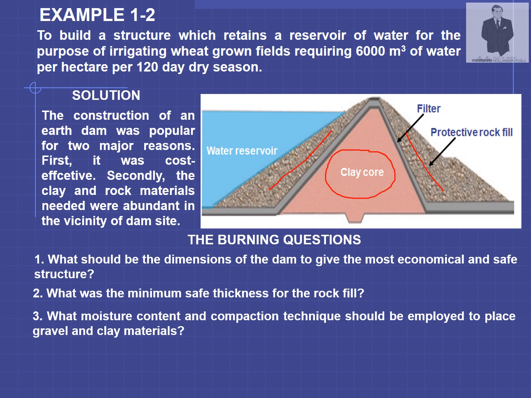Third question, what moisture content and compaction technique should be used to place gravel and clay layers? Now, earth dams cannot be constructed at once. They are constructed layer by layer. Each layer should have a proper thickness and moisture content and be compacted by a suitable equipment.